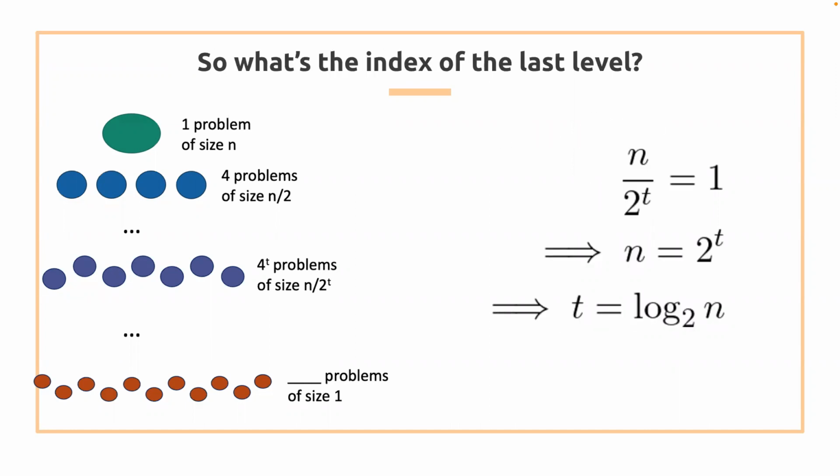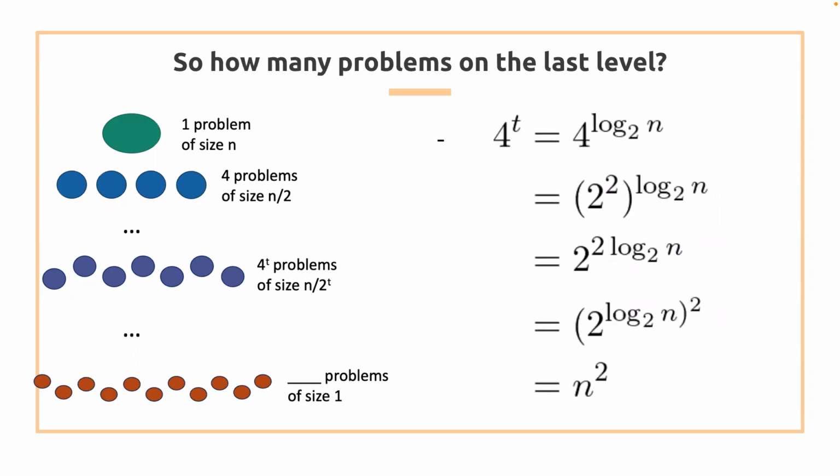Cool. But that's the index of this level, right? My real question is, how many problems do I have on the last level? So working out the math, if you have questions, you can look at this and work out the math. The number of problems on any level is 4 to the t. On the last level, we know that t is log base 2 of n, right? So you can simplify this down. 4 is actually 2 squared.